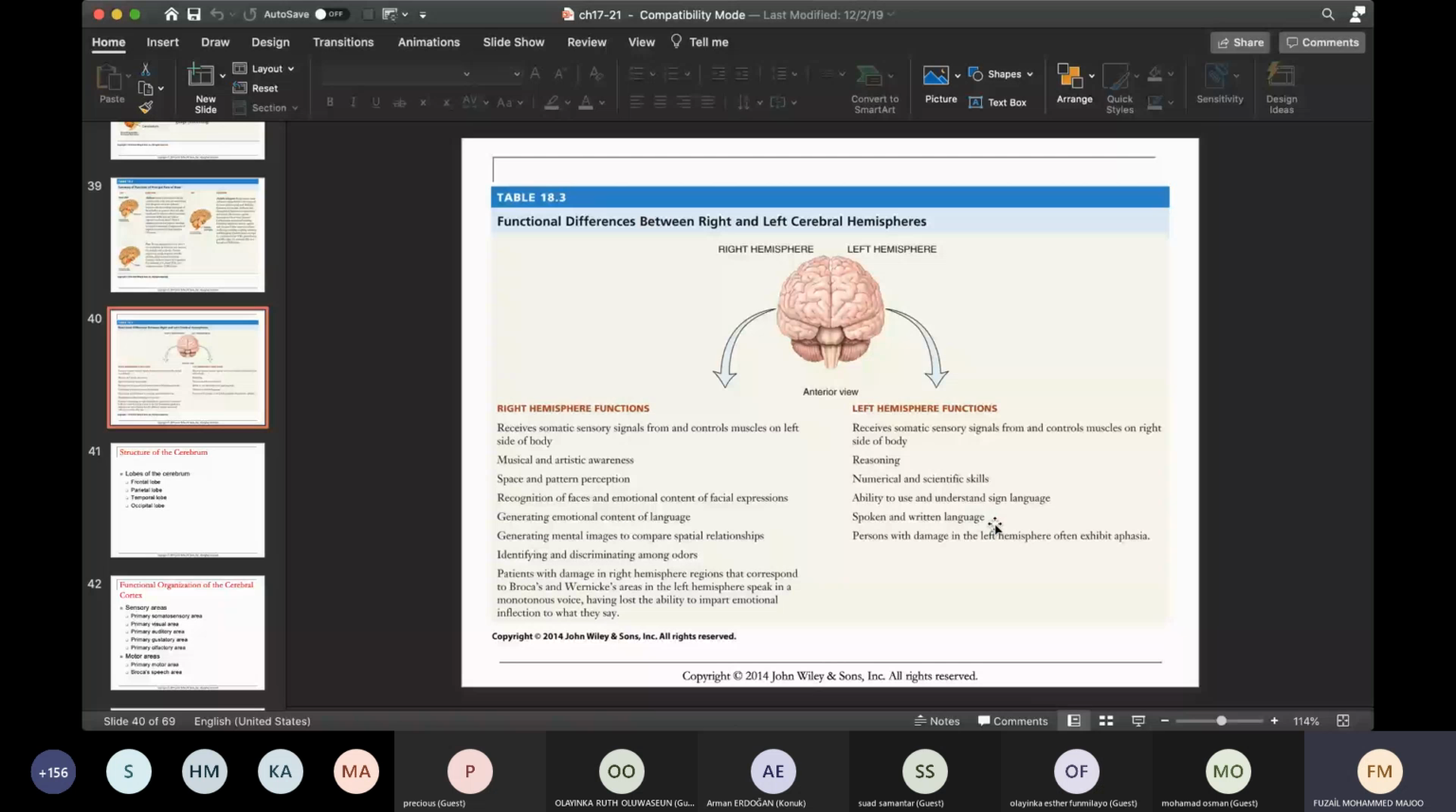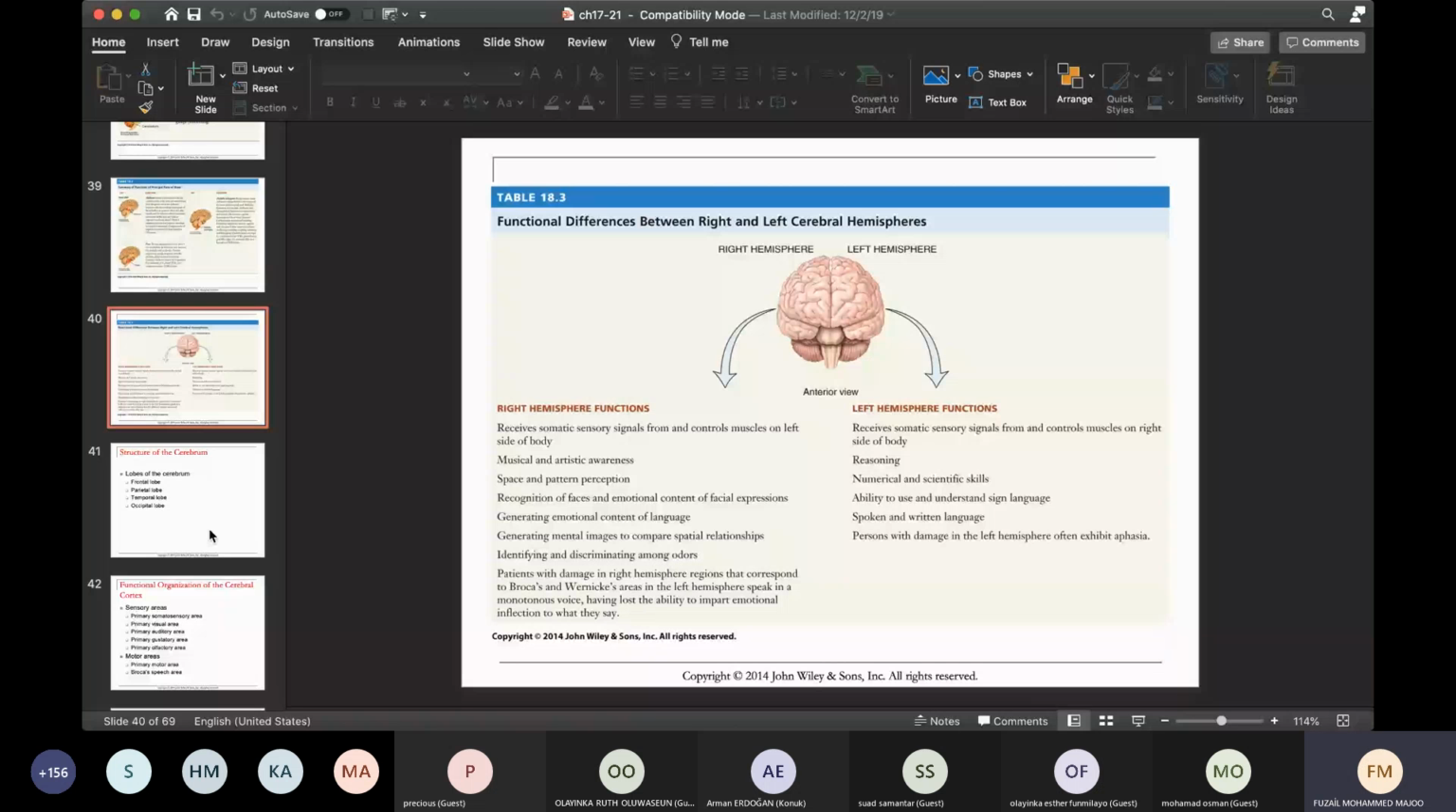Emotional, so the right side is a little bit more emotional, I guess. Also, it makes up pictures in your mind. Smell is controlled by the right, not controlled, but it gets perceived by the right side as well. All right, let's move along.